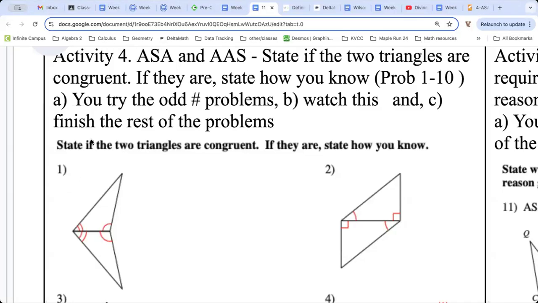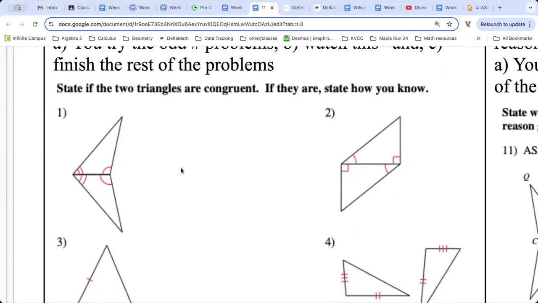Okay, we're going to look at how to assess if two triangles are congruent using the angle side angle and angle angle side rule. Okay, here we go. That's activity 4. Hopefully you had a chance to do the odd number problems. And here we are going to find out whether we did it correctly or not. Okay, so angle side angle or angle angle side, that's where our emphasis is going to be.